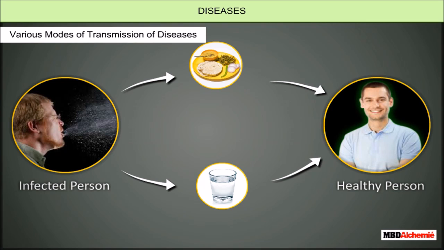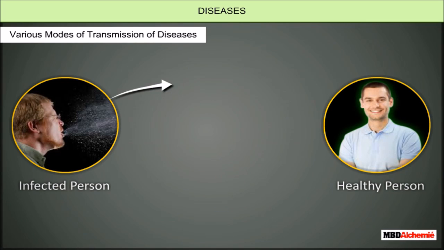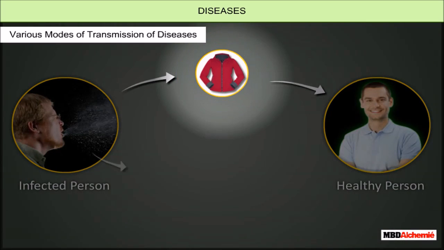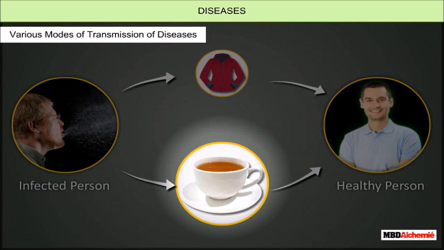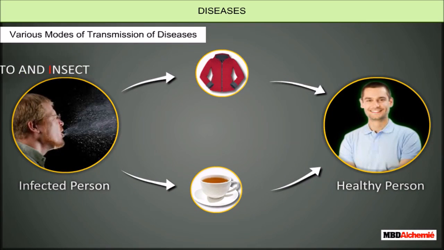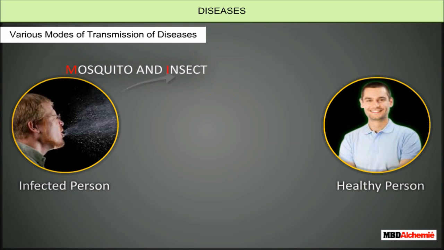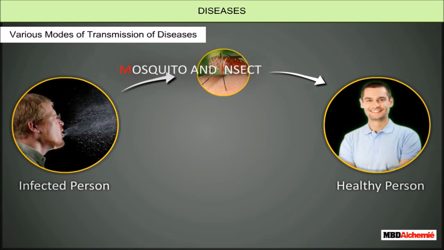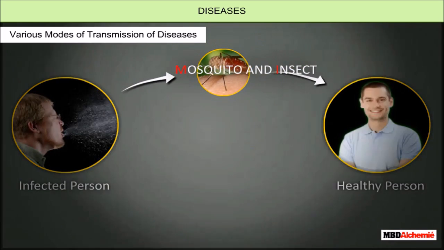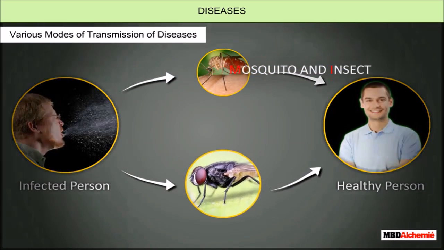The pathogens can also spread through contaminated articles like clothes, crockery, etc. It can be a vector-borne disease. Example, malaria by female Anopheles mosquito, chikungunya by Aedes mosquito, or cholera by housefly.